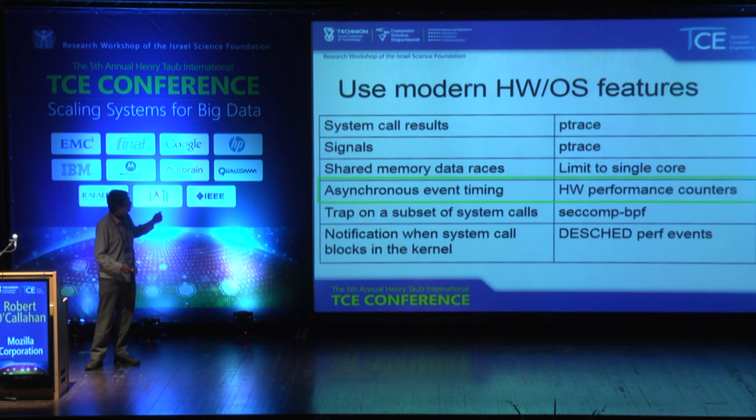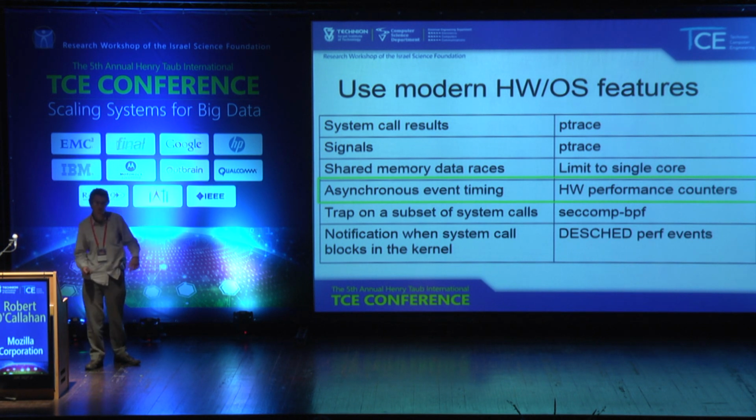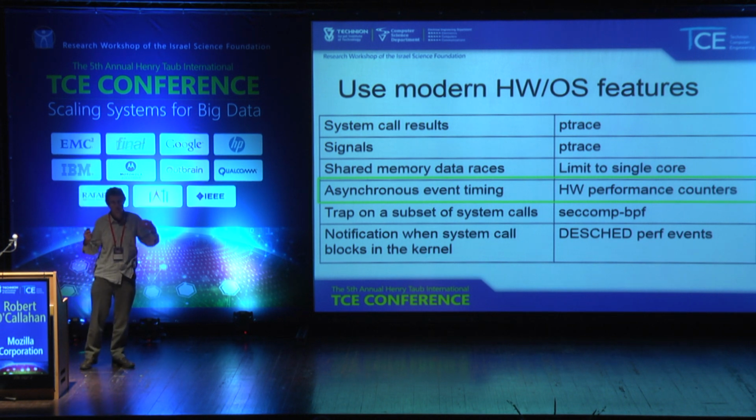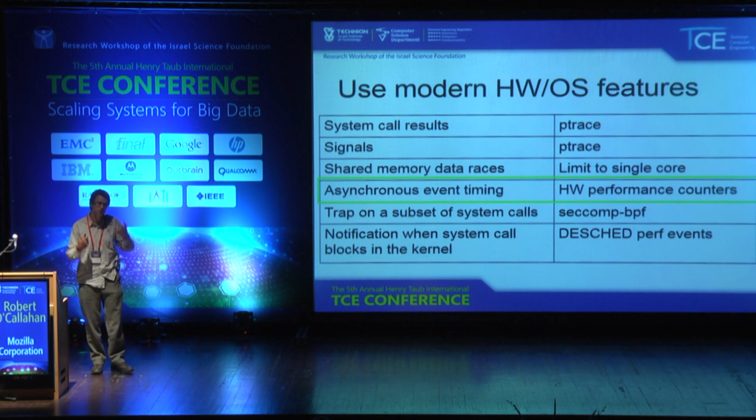Another big source of nondeterminism is shared memory data races. That's a huge problem. We basically punt on that problem. That's probably the biggest, the hardest thing that we haven't been able to deal with. The way we deal with it is we basically run your program on a single core. You still have multiple threads, but we control the scheduling. And so there are no true data races on shared memory.